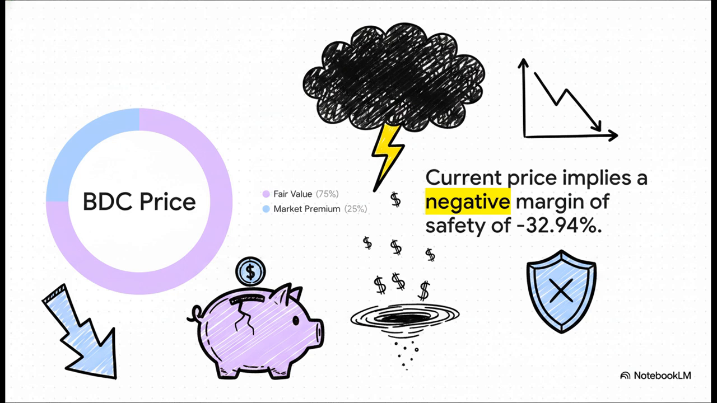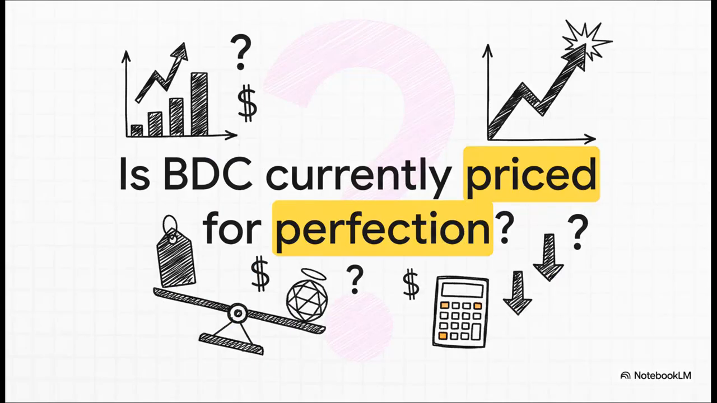In fundamental analysis, your margin of safety is your buffer. It's your protection against errors in calculation or unforeseen economic downturns. You really want it to be positive. A negative 33% margin means you are paying a heavy premium for future growth that may already be fully priced into the stock. Which leaves us with one final, absolutely critical thought to analyze.